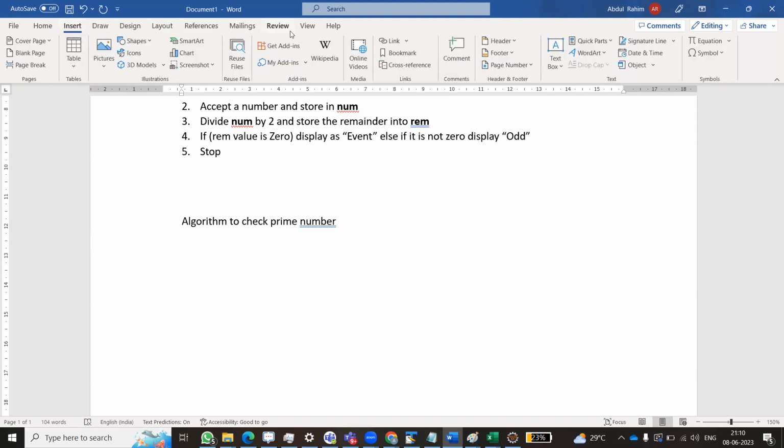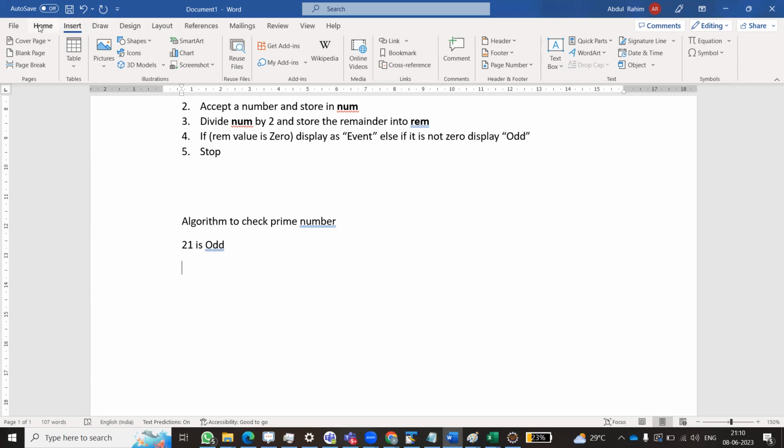Odd number. Every odd number is a prime number? 1, no. 3, 7, 9. 21 is odd, right? Yes, sir. Is it a prime number? No. So what is a prime number?